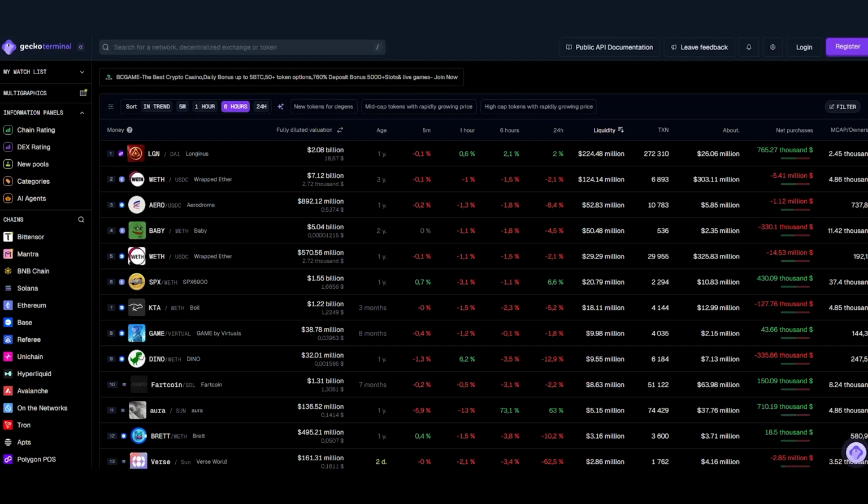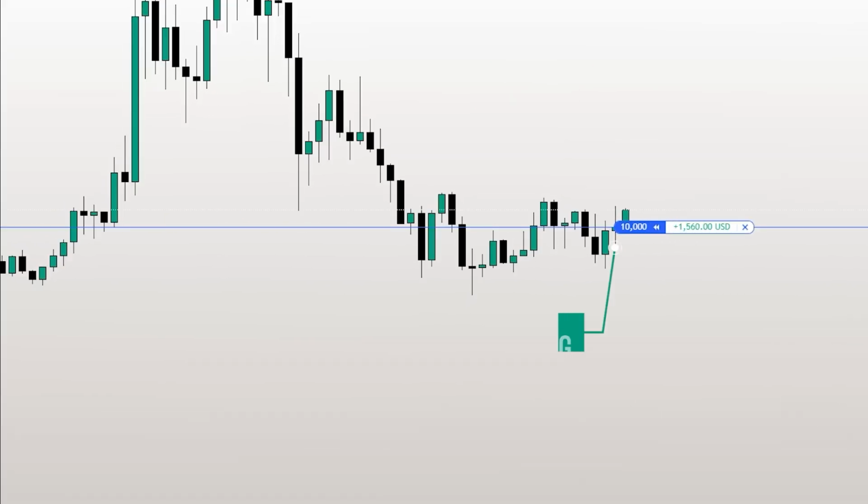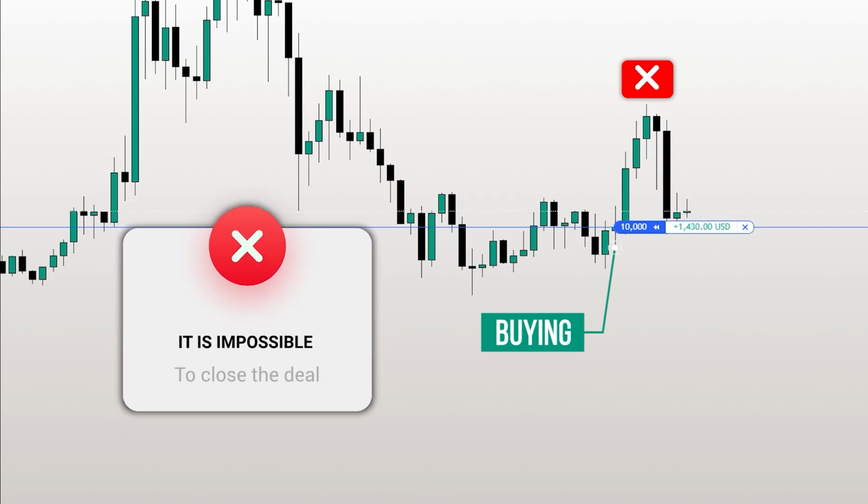Even if a coin has excellent tokenomics, that is no guarantee. There is one factor that can invalidate the entire analysis: liquidity. Imagine, you did everything right, bought a promising token, the price went up, and then you try to exit, and you can't. The order hangs, the price falls, and you lose money for no reason. Why? Because there is simply no liquidity.